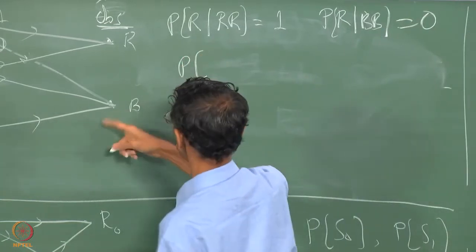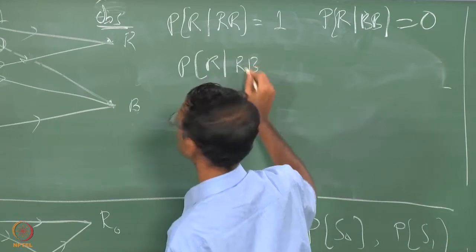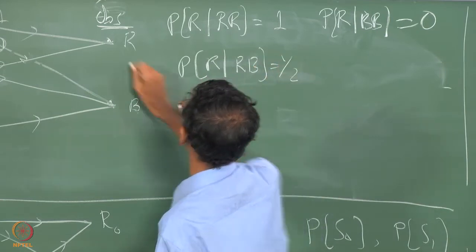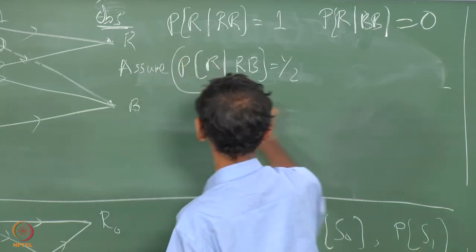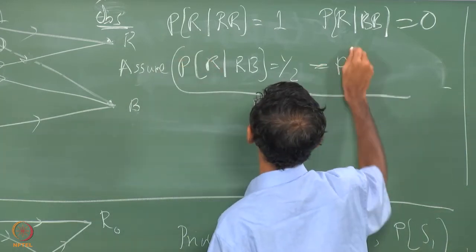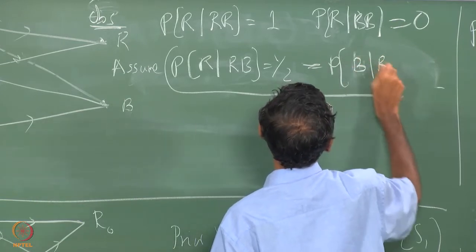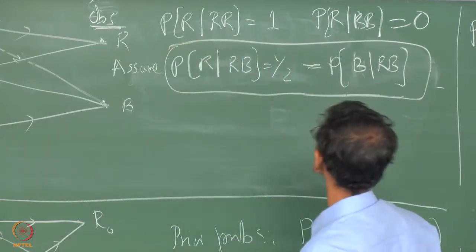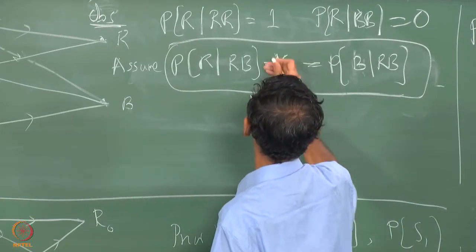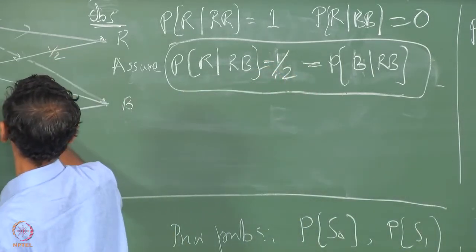Okay, this is where the half is going to come. So you are going to assume P of R given RB is half. This is the assumption, the fairness, the equally likely option. So you have half here and you have half here.